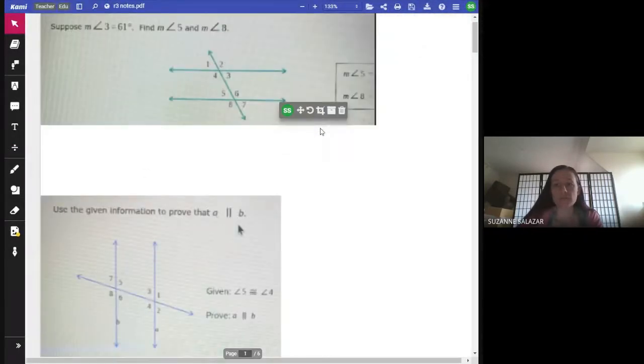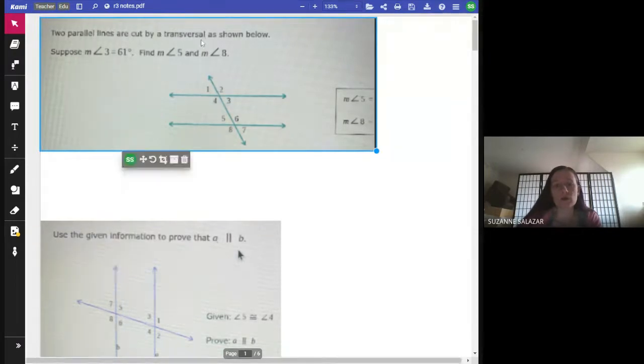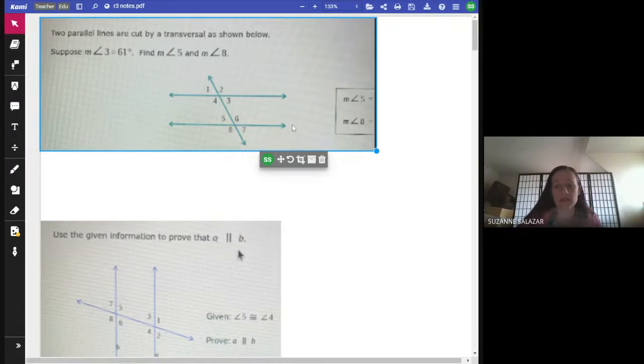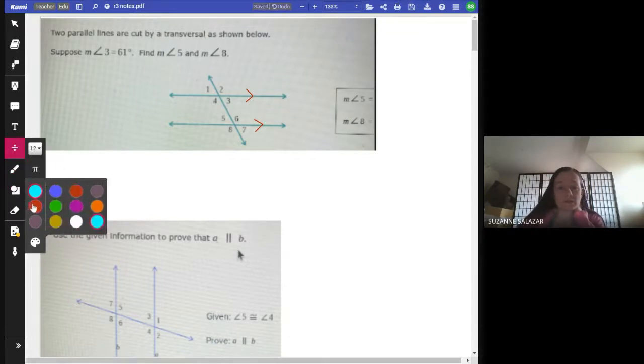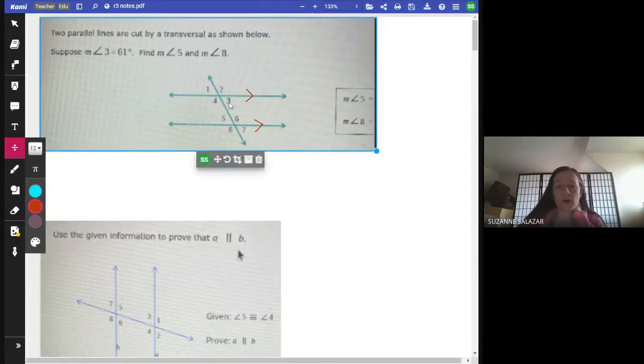All right, so our first question is: two parallel lines are cut by a transversal as shown below. So we have a pair of parallel lines, and so we can mark them as being parallel, maybe with a color that we can actually see. Remember, parallel lines have a little arrow indicating that they're parallel to each other. So if you have two lines that have arrows, that means they're parallel to each other. So angle 3 is 61 degrees. So I can label that.